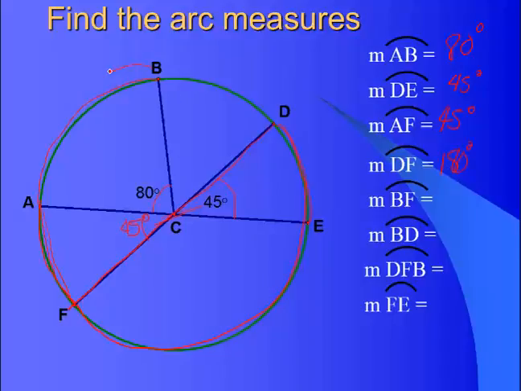BF, all the way around from B through A, all the way to F. I have to go from endpoint to endpoint. It includes both of these angles in their entirety. So if this is 80 and this is 45, the whole thing is going to be 125. We just add them together, angle addition postulate. Learned way back, chapter 1. So it's going to be 125.